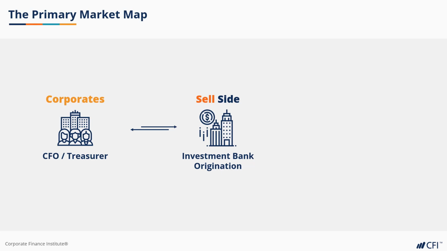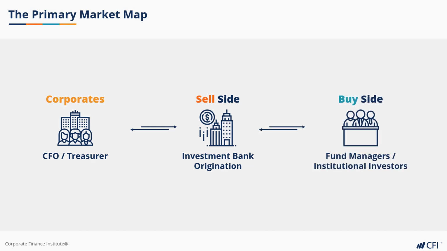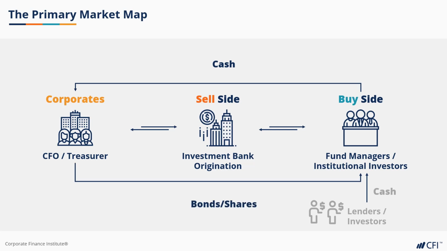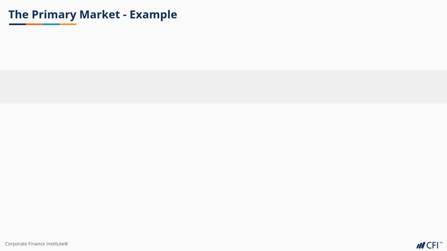Now, because corporations are experts in their industry line of work and not in the business of rallying investors, they use a financial intermediary to access investors looking to lend money. This financial intermediary is called an investment bank, and the team that facilitates new issue securities is called the investment bank's origination group. As the new securities are originated, they are purchased by institutional investors in the primary market.